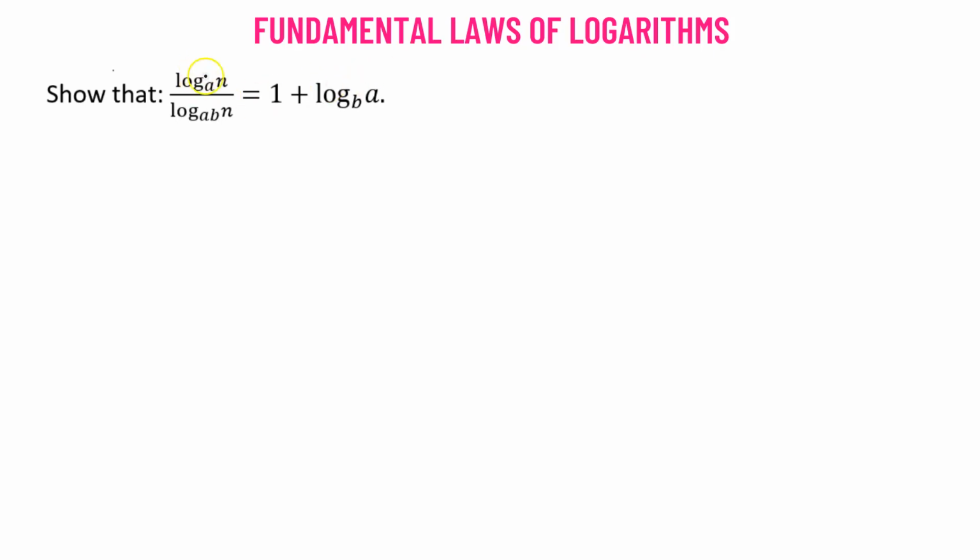We need to show that log of n with the base of a divided by log of n with the base of ab is the same as 1 plus log of a with the base of b. So let's begin from the left hand side. We have log of n with the base of a.